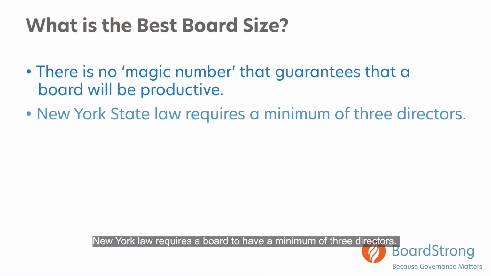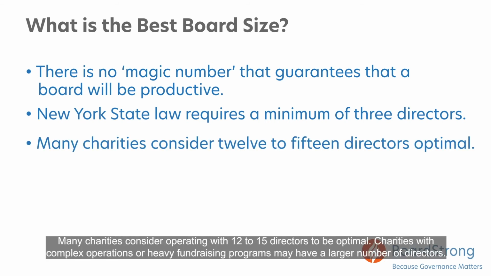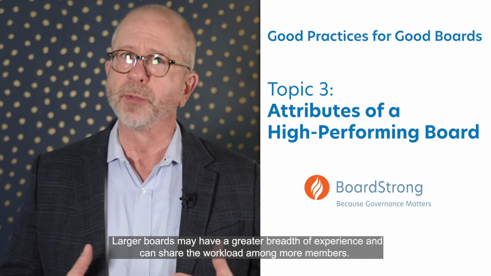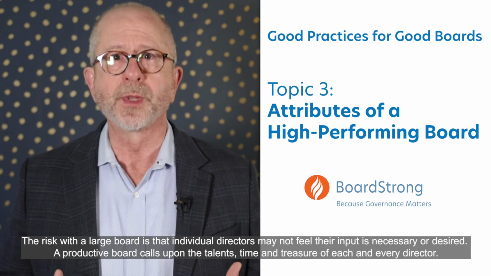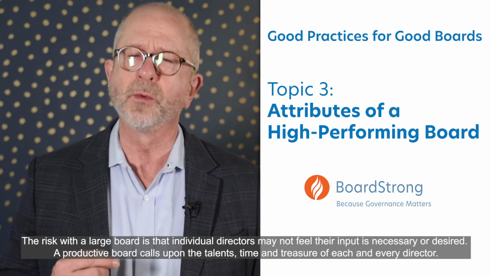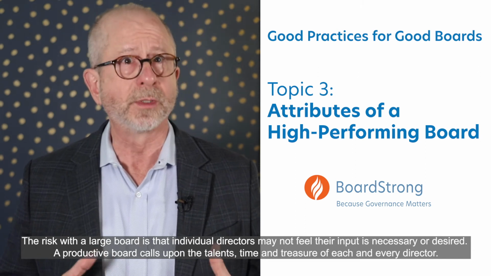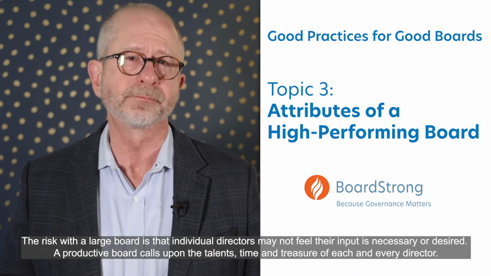New York law requires a board to have a minimum of 3 directors. Many charities consider operating with 12 to 15 directors to be optimal. Charities with complex operations or heavy fundraising programs may have a larger number of directors. Larger boards may have a greater breadth of experience and can share the workload among more members. The risk with a large board is that individual directors may not feel their input is necessary or desired. A productive board calls upon the talent, time, and treasure of each and every director.